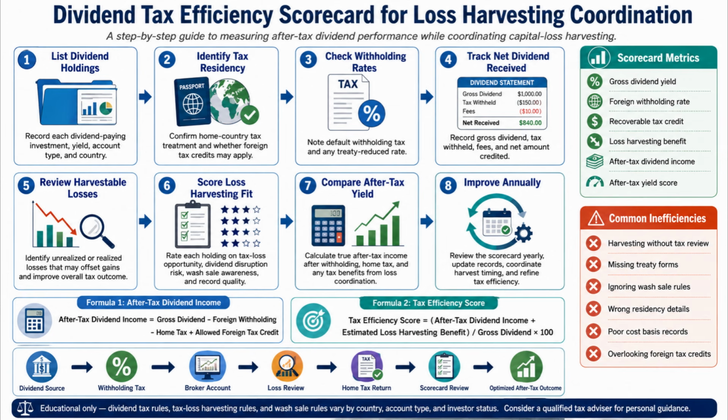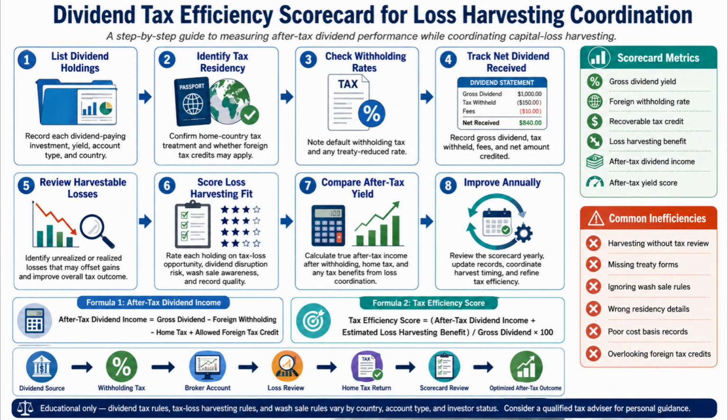A useful formula is: after-tax dividend income equals gross dividend, minus foreign withholding, minus home tax, plus allowed foreign tax credit. This shows how taxes and credits directly affect the dividend income you keep. Another helpful formula is: tax efficiency score equals after-tax dividend income plus estimated loss harvesting benefit, divided by gross dividend, multiplied by 100. This score helps investors see how dividend income and loss coordination work together.